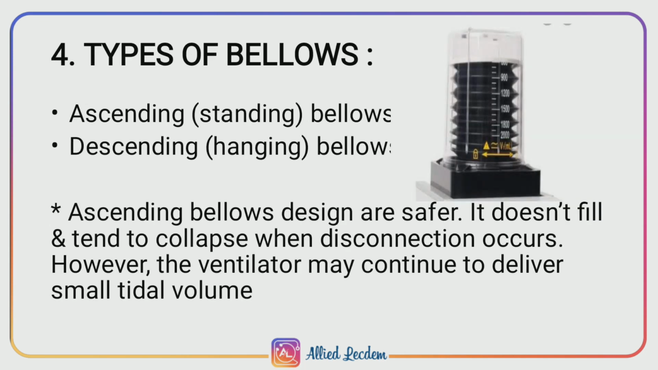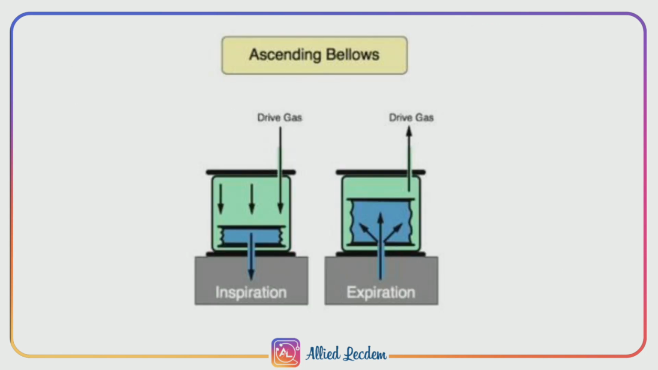Type of bellows. There are two types of bellows, ascending bellows and descending bellows. The direction of bellows movement during the expiration phase determines the bellows classification. Ascending bellows ascend during the expiratory phase, whereas descending bellows descend during the expiratory phase. The driving gas pushes the bellows upward during the inspiratory phase. In this diagram, we can see that the driving gas compresses the bellows during inspiration, and during expiration, the bellows re-expand as the driving gases flow upward.